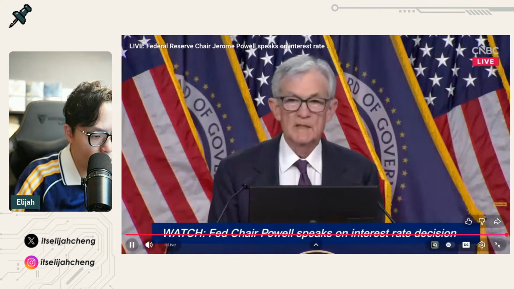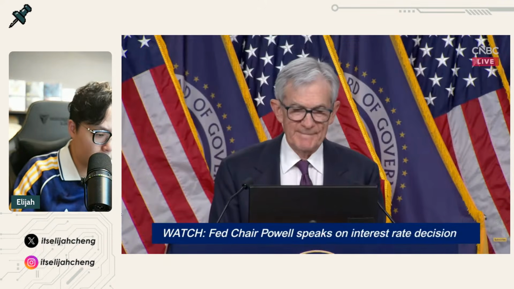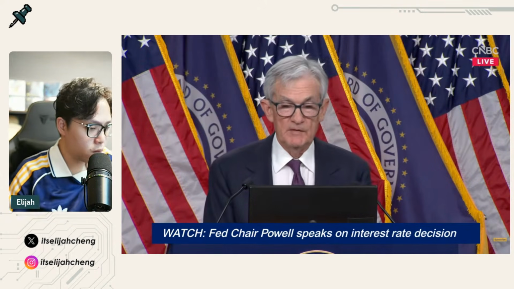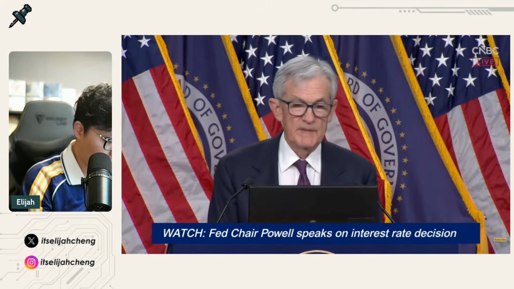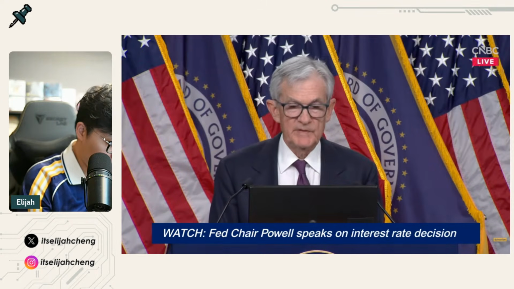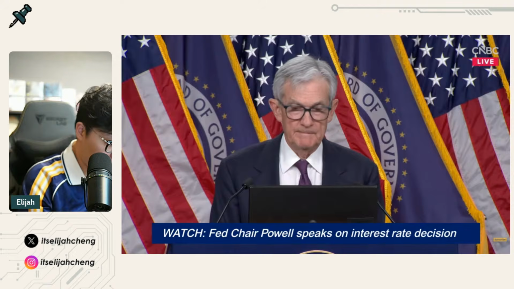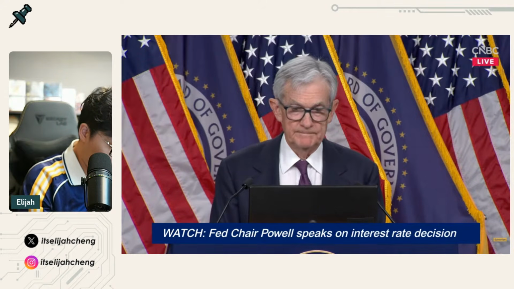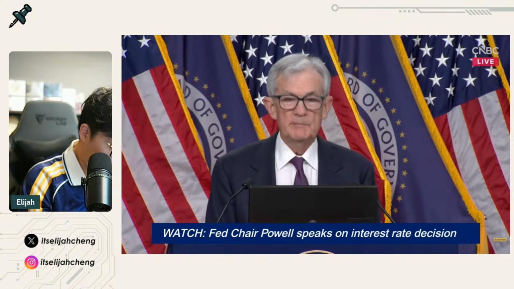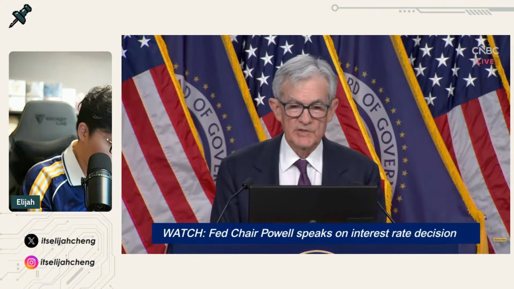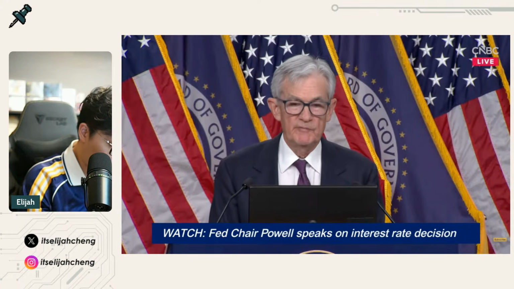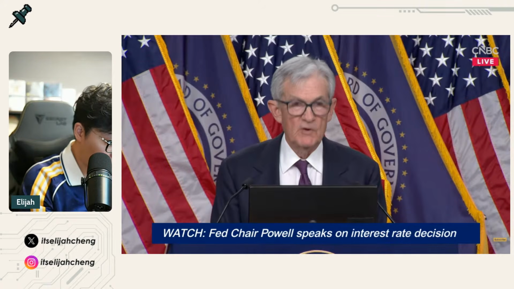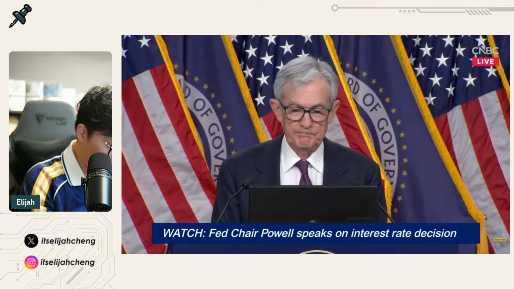Briefly reviewing economic developments. Available indicators suggest that economic activity has been expanding at a solid pace. Consumer spending has been resilient, and business fixed investment has continued to expand. In contrast, activity in the housing sector has remained weak. In our summary of economic projections, the median participant projects that real GDP will rise 2.4% this year and 2.3% next year, somewhat stronger than projected in December.